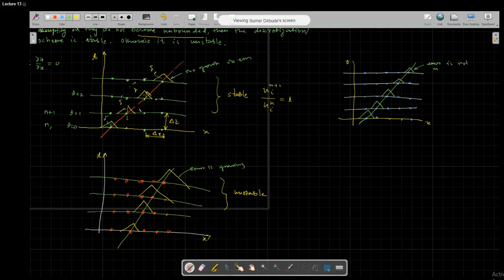Here error is not growing. But the solution is getting diffused. Initially it is delta. This is small, 0.75 delta or something like that. But still this is okay. Still this is a stable case, because by the definition of stability, the solution should not become unbounded.